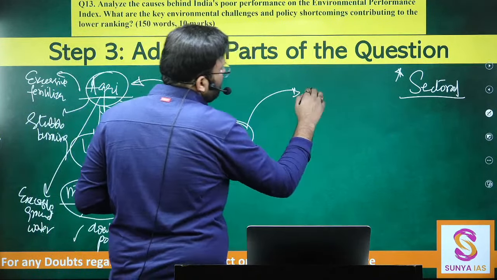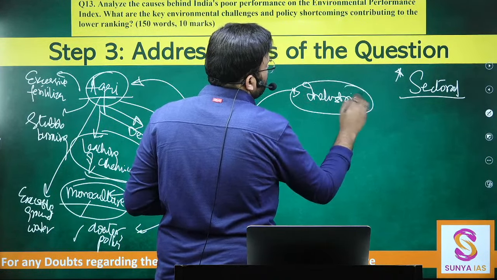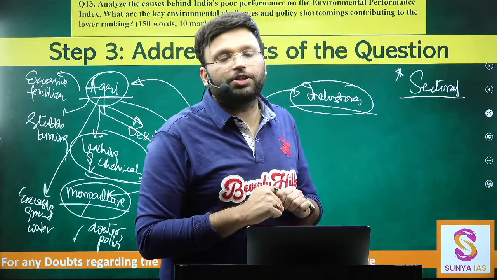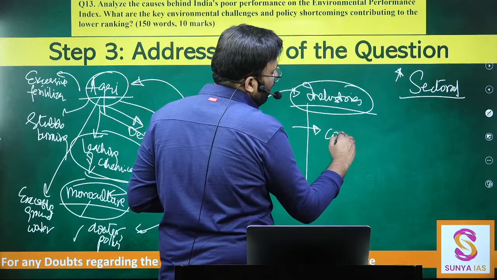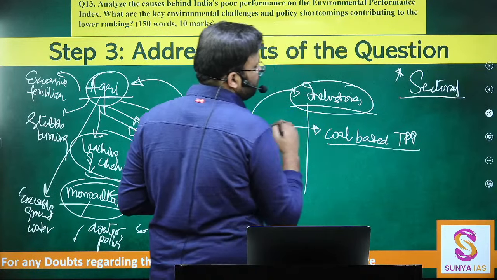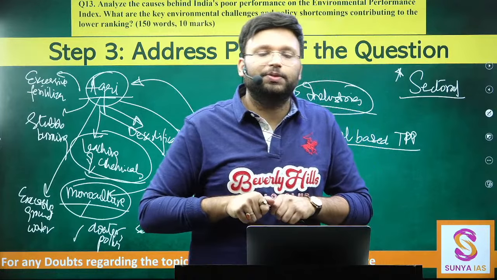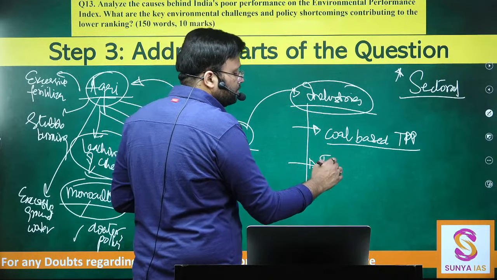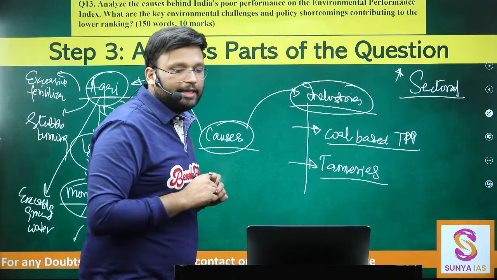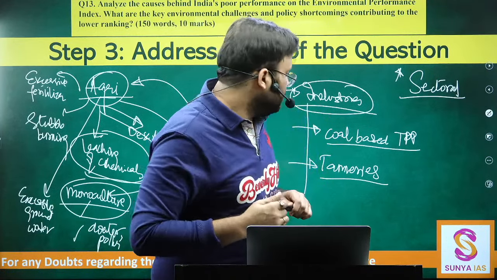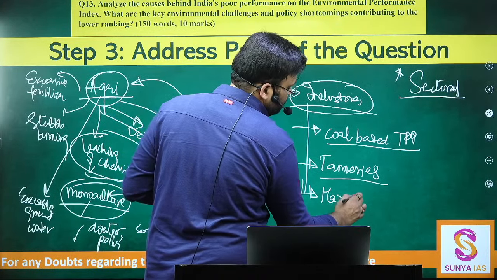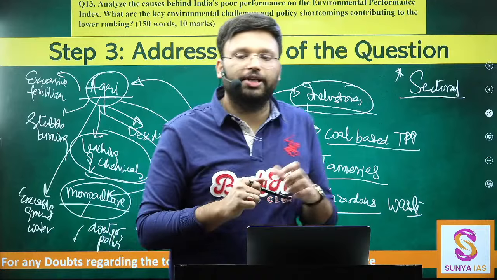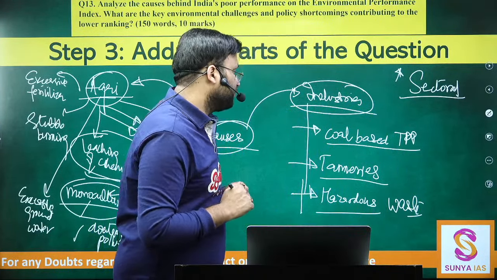Then you can talk about the industries, how industries are dependent on different kinds of fossil fuels, right? For example, coal-based thermal power plants. In Delhi, we see that the electricity is mostly coming from coal-based thermal power plants, and because of that there is air pollution. Then there are tanneries near the rivers, right? Even that is leading to pollution. Then industries are also releasing certain hazardous wastes. These hazardous wastes can also lead to environmental pollution. One example is how the Bhopal gas tragedy happened, hai na? So this is regarding industries.